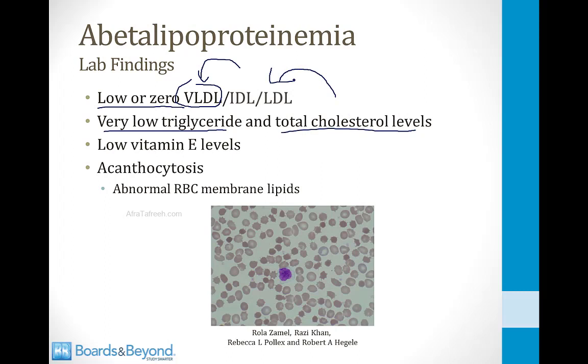As I said before, fat-soluble vitamin deficiencies can develop, and you may see low vitamin E levels in patients with this condition. And then finally, on a peripheral blood smear, you may see acanthocytes. This picture on the screen shows acanthocytosis. Acanthocytes are red cells with these spikes in their membrane, and this occurs when there are abnormal red blood cell membrane lipids, and that happens among children who have A-beta lipoproteinemia. And that concludes our module on lipid metabolism.